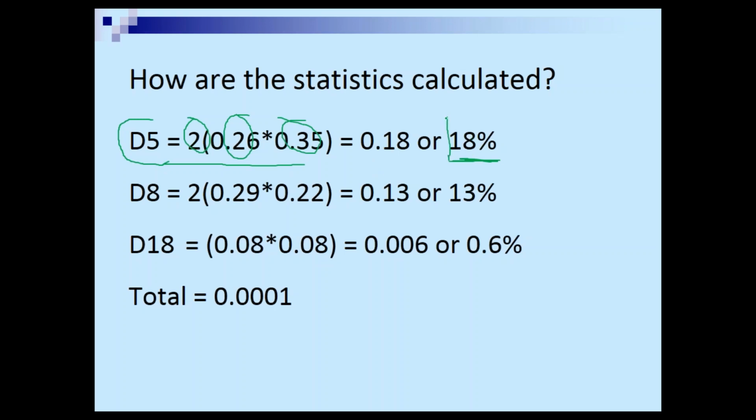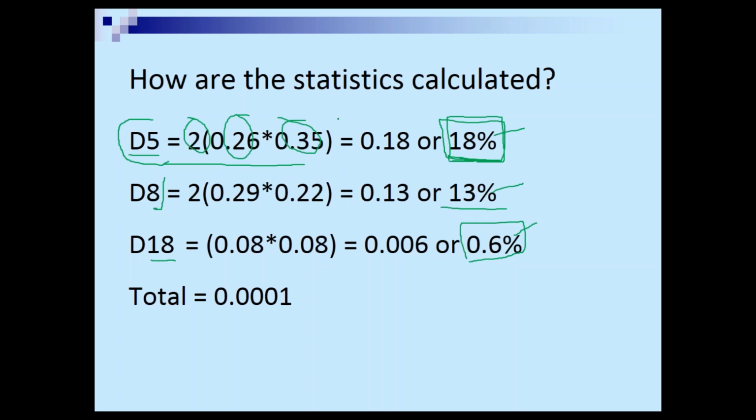But what I do want you guys to understand is, okay, at D5, my DNA is going to be similar to 18% of the population. And at D8, my profile is going to be similar to 13% of the population. And at D18, oh, my profile is a little bit unique. It's going to be similar to just 0.6% of the population. Okay? So there's like 18 out of 100 people matching you, 13 out of 100 people matching you, 6 out of 1,000 people matching you here. That's still not unique, right?